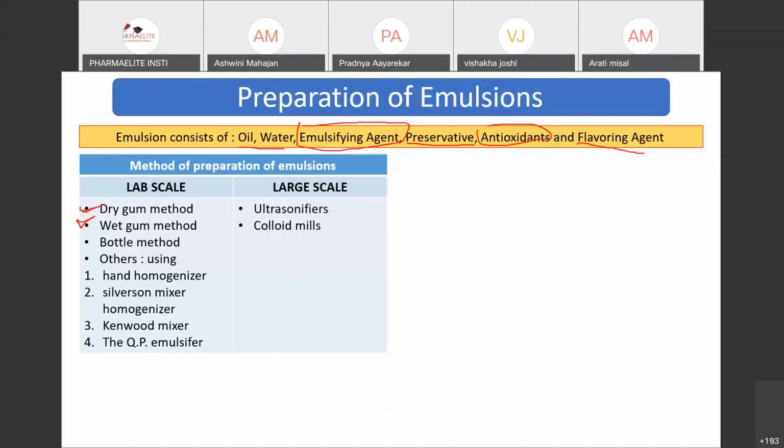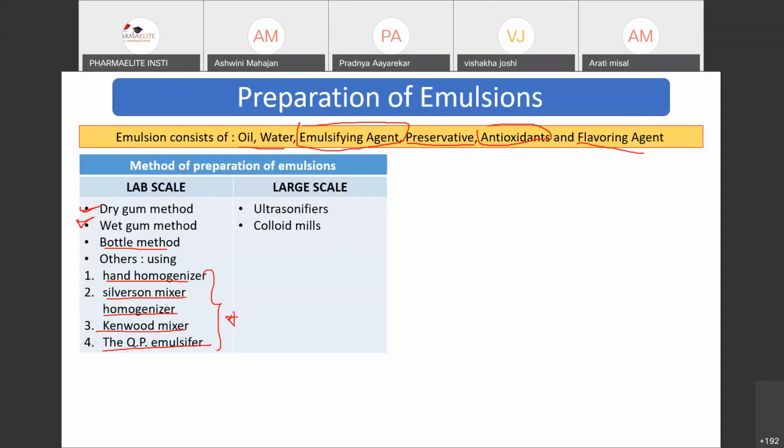Bottle method is a method used at lab scale for preparation of emulsion. No need to go into its principle, no need to go into its equipment, no need to go into the order of addition, pehle kya add karna hai, baad mein kya add karna hai, not required. Other equipments used at your lab scale for preparing emulsions include your hand homogenizer. It also includes your Silverson mixer homogenizer, Kenwood mixer and QP emulsifiers. Now these are just names of different mixers and emulsifiers.